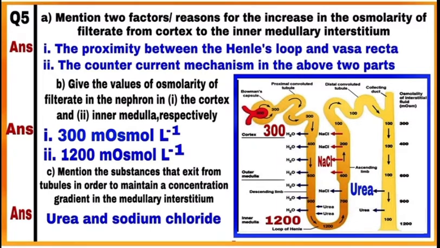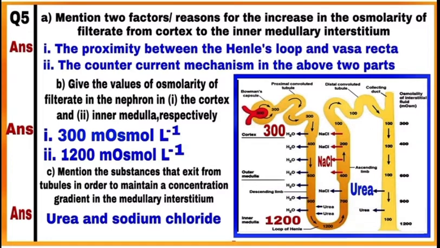Part B. Give the values of osmolarity of filtrate in the nephron in number 1, the cortex, and number 2, inner medulla respectively. Osmolarity of filtrate in cortex part of nephron is 300 milliosmoles per liter and in the part of nephron towards inner medulla is 1200 milliosmoles per liter.